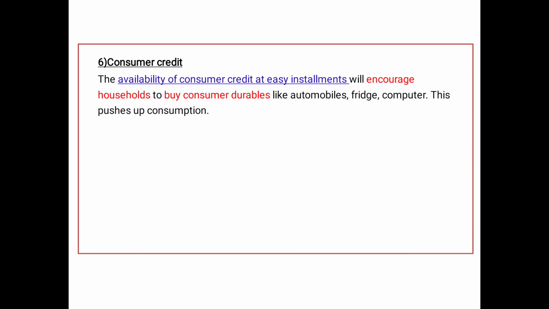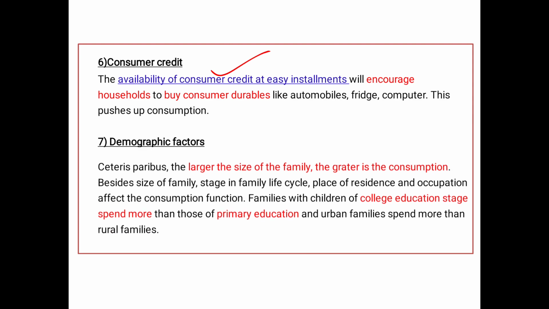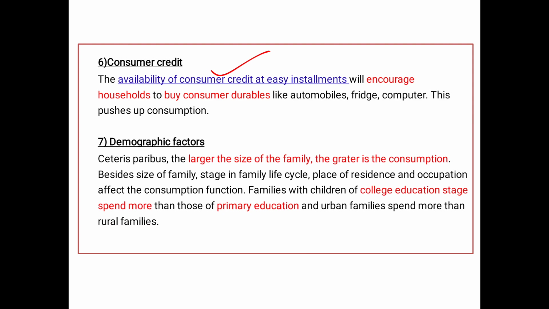Next, we are going to see about consumer credit. What do you mean by consumer credit? The availing of consumer credit at easy installments will encourage households to buy consumer durable goods. Why? Because if the consumers are given good credit facilities at a low rate of interest, people would like to buy more commodities.